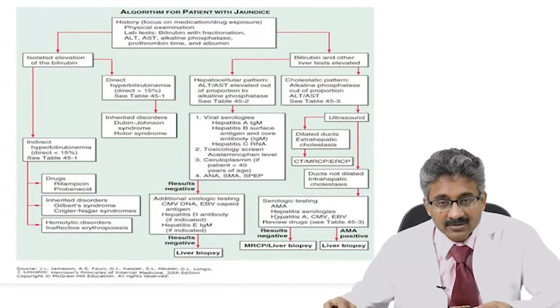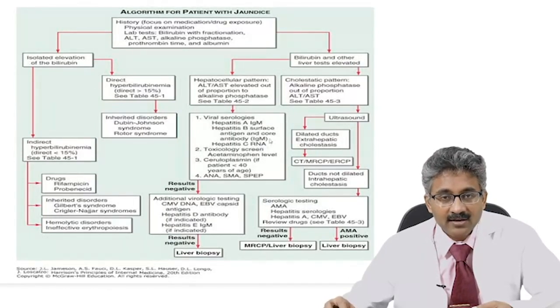Then again, all the viral etiologies, antimitochondrial antibody because of primary biliary cirrhosis, then the drugs and toxins, you will review. If results are negative, do a biopsy. If AMA is positive, again you should do a biopsy for confirmation of primary biliary cirrhosis. So simple, students, it is a logical way of assessing jaundice.